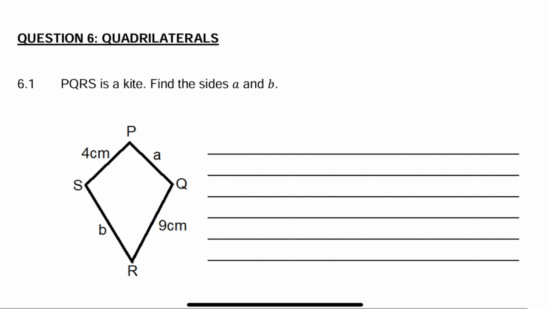For question 6, we are working with quadrilaterals, and it is telling us that PQRS is a kite. Find the sides A and B. Again, the information on kites that we do know is that the adjacent sides of a kite are equal. If you look at adjacent, it simply means next to. So the two sides on the top are equal and the two sides at the bottom are equal. So in other words, we can say that A is equal to 4 centimeters, and you need to have a reason: the adjacent sides of a kite are equal.